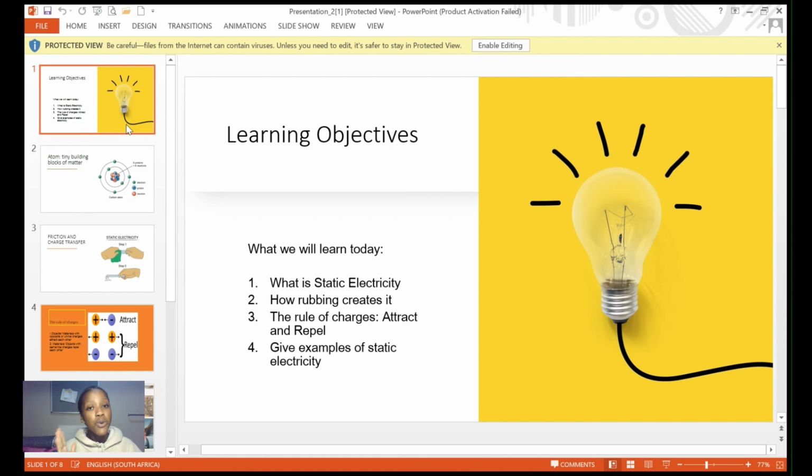So firstly, let's go through our slides. Slide number one is the learning objectives. These are the things that you should be able to know by the end of the lesson. So, number one, you should know what static electricity is. Number two, how it is created. Number three, the rule of charges, how charges attract and repel. And number four, you should be able to give examples of static electricity.